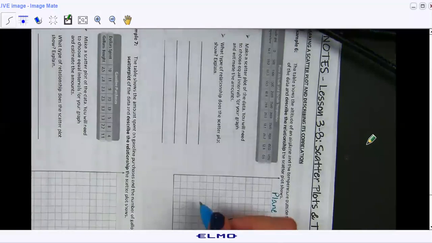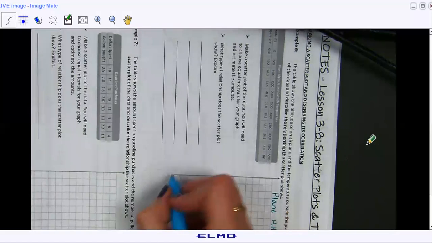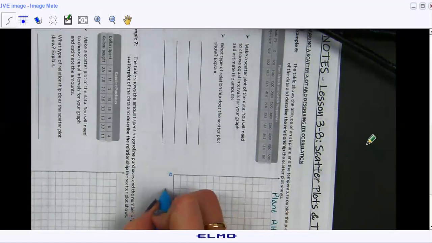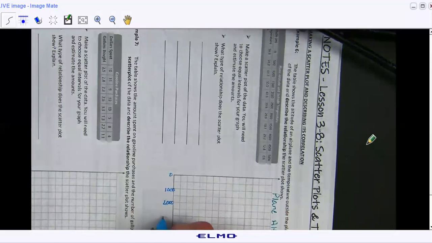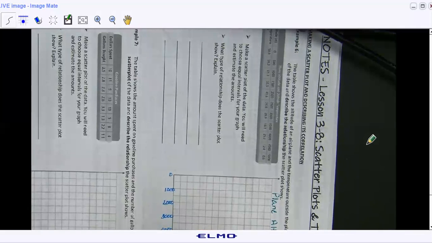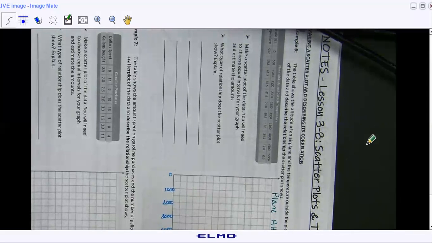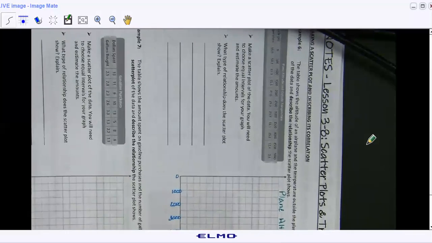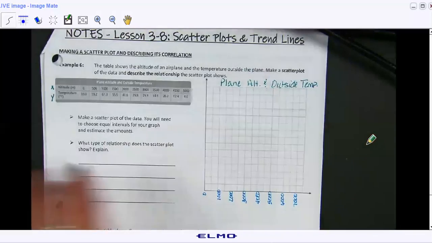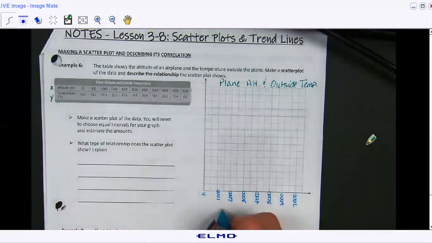Okay, I understand. So this is 0. This is 500. This will be 1,000, and I'm going to write every other one. What if we did it on the other side? Well, X always goes on the bottom. Okay. And then I'm going to title my x-axis altitude.